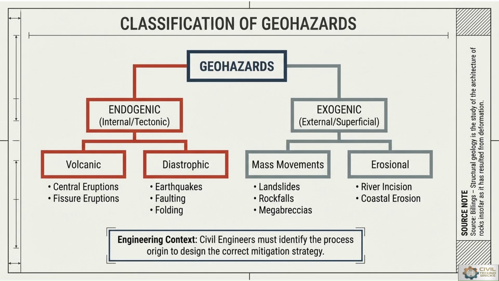So, with reference to the engineering context, civil engineers must identify the process of origin to design the correct mitigation strategy where geohazards are prevented. The broad classification of geohazards into endogenic and exogenic is the most important point from the planning stage to the execution stage. The proper classification helps engineers to understand hazard mechanisms and plan suitable mitigation measures.